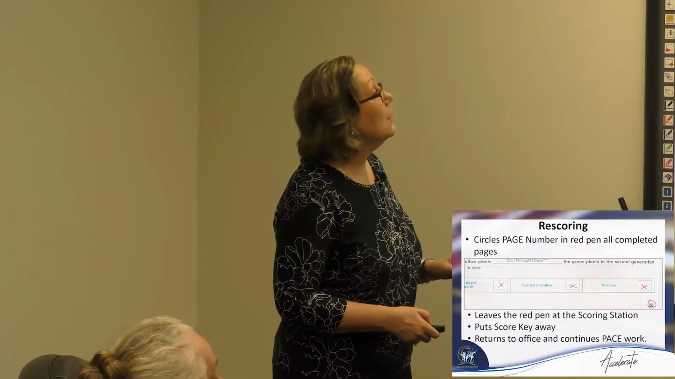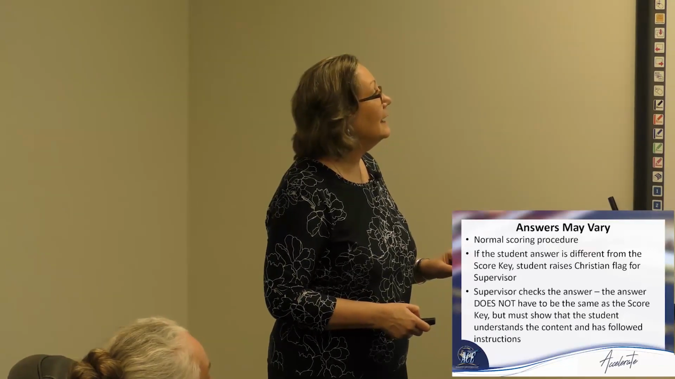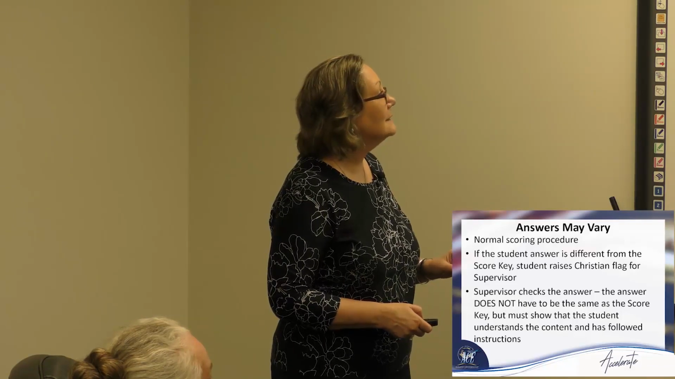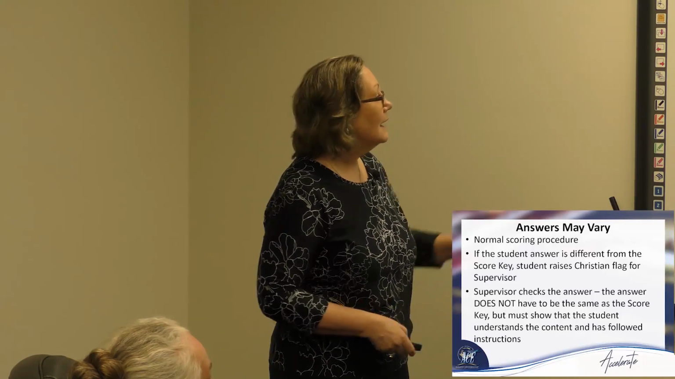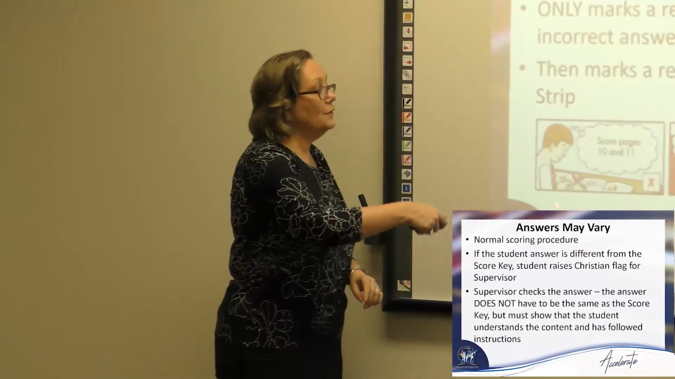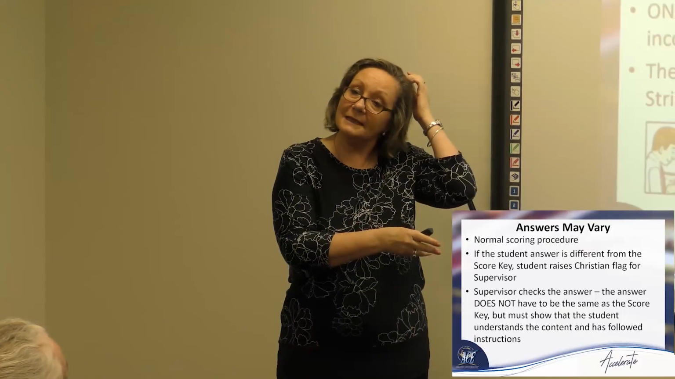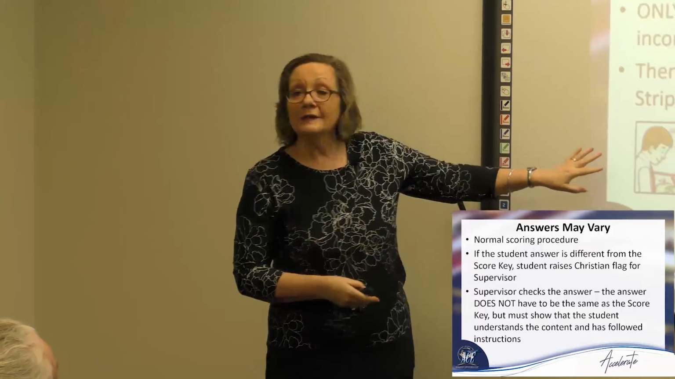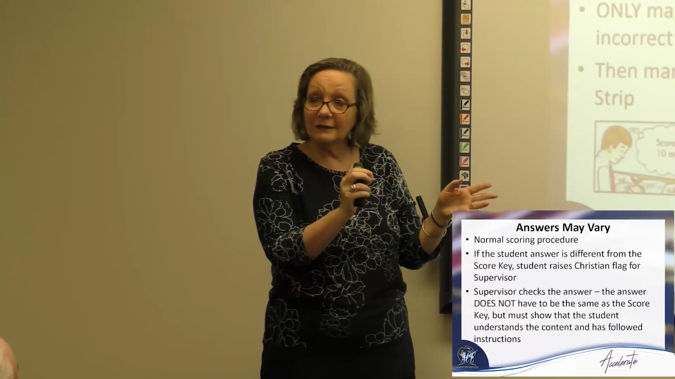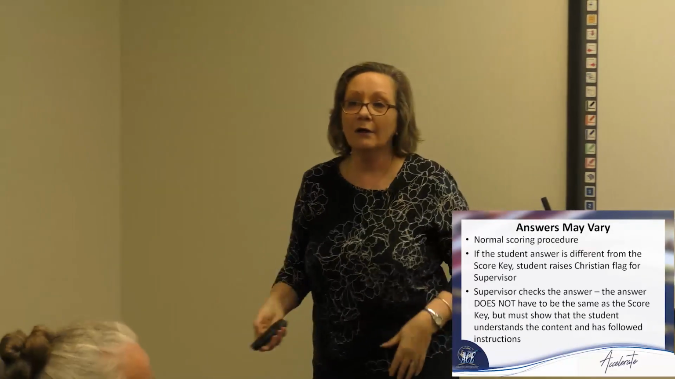What happens when they don't have any error is that after this step here, where they've scored the pages, they didn't have any errors, so they didn't need to put any crosses next to any questions. So they are now complete. So after that, they go back, they check that they've done everything, they circle their page numbers, and they just go on with their work. Okay?